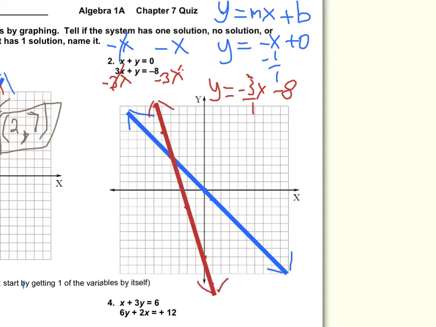Alright, and we can see that these cross at a single point also, right there. And so you'd have to count where that is from the origin. And so from the origin, we go 1, 2, 3, 4 to the left, and up 1, 2, 3, 4. So that is point -4, 4.